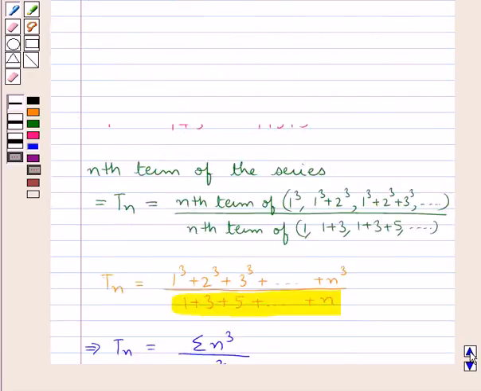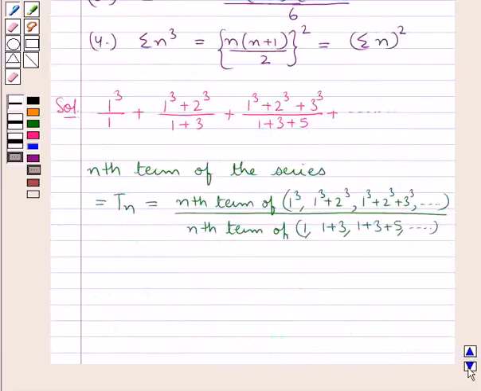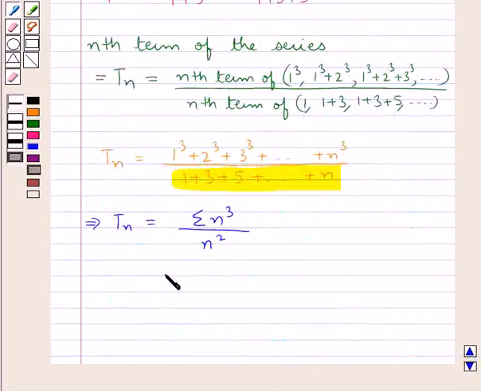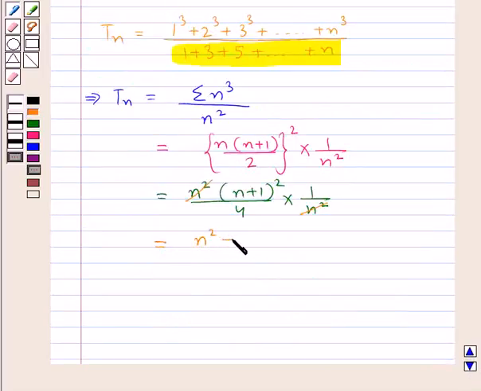Now we know that summation n cube is equal to n into n plus 1 the whole, and this whole upon 2 the whole square. So this would be equal to n into n plus 1 the whole, this whole upon 2 the whole square, into 1 upon n square. So this is equal to n square into n plus 1 the whole square, this whole upon 4, into 1 upon n square. Then this n square cancels. And so this is equal to n square plus 2n plus 1, this whole upon 4. This is Tn.